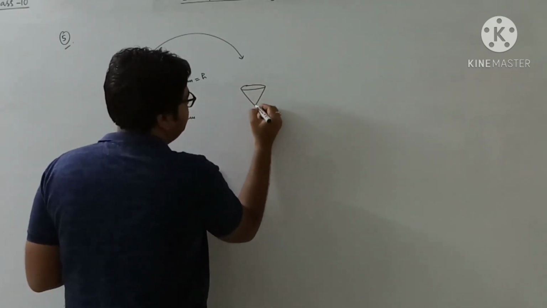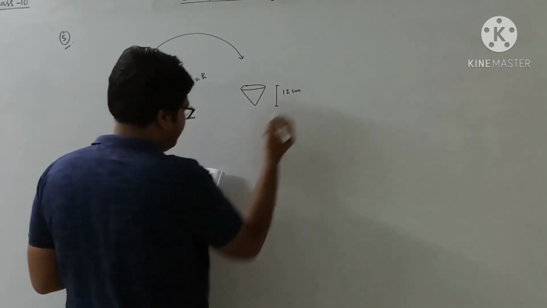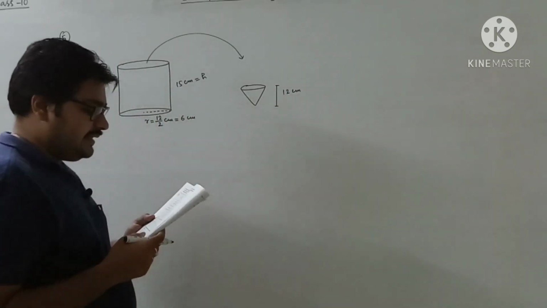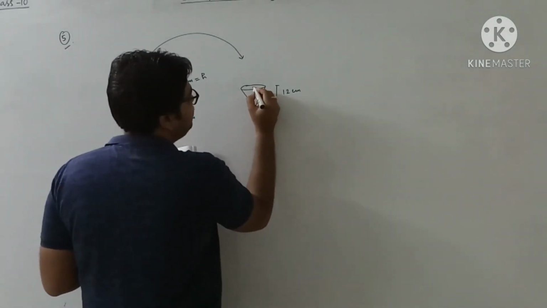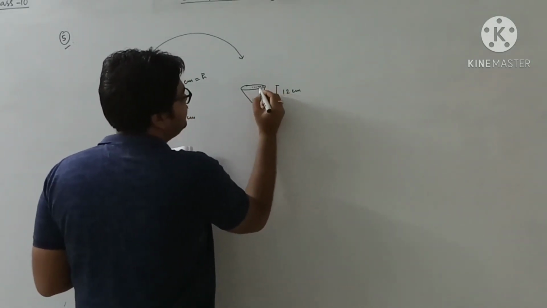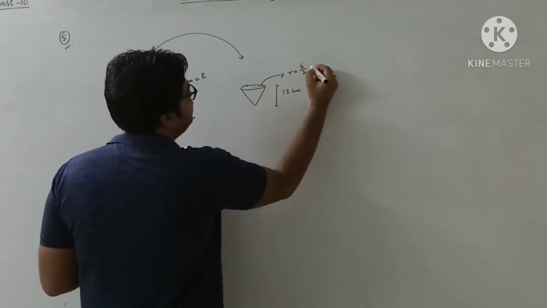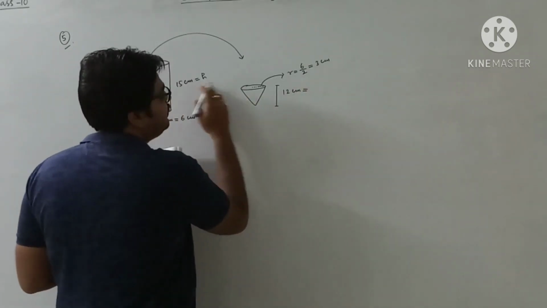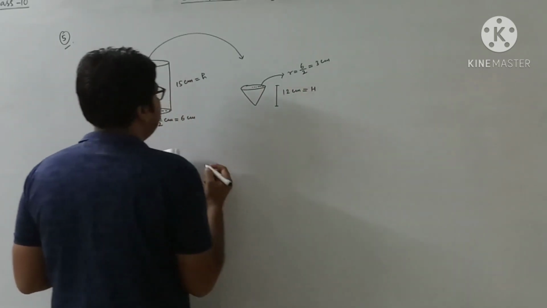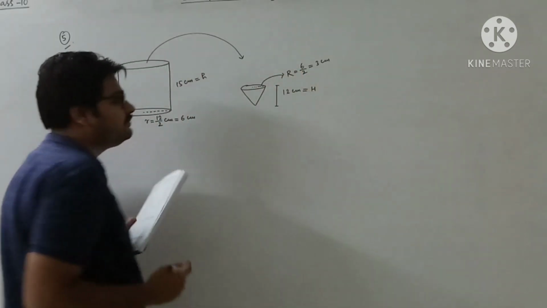Of height 12 cm and diameter 6 cm. Diameter 6 cm means radius what will be? Radius 6 by 2, that is 3 cm. Height, this one we have taken small h, so this one we have taken capital H. Radius, this one we have taken a smaller r, so this can be capital R.